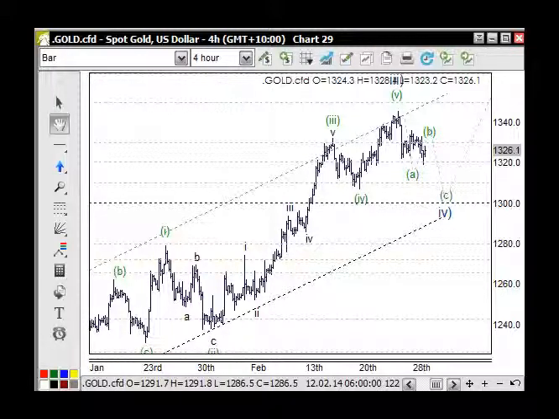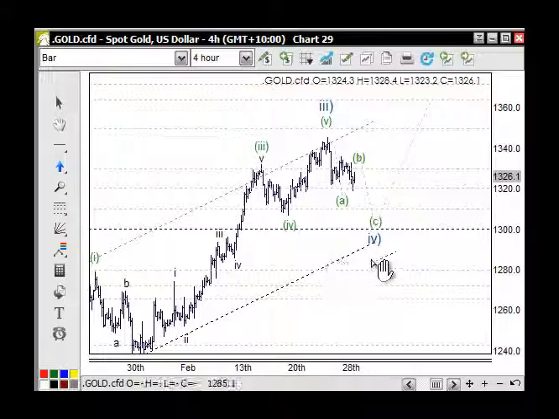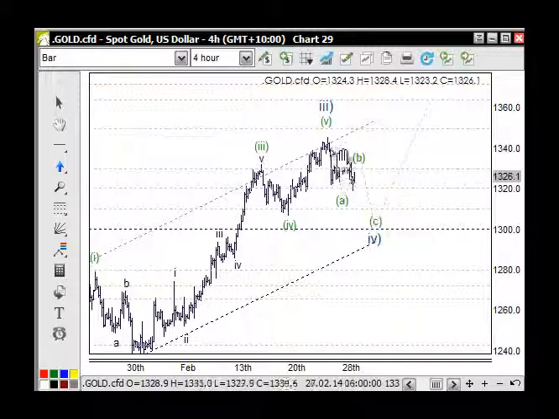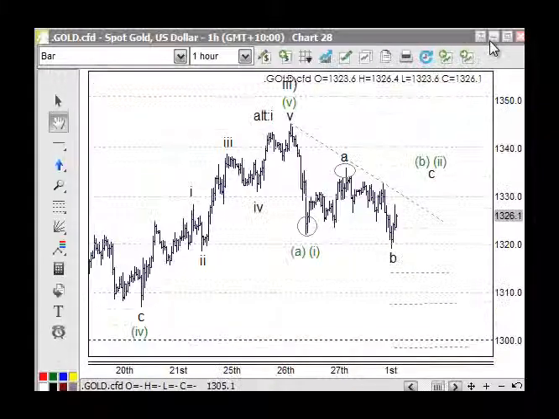Welcome to Commodities, and here we're looking at gold and looking at a correction through here in terms of wave 4, in terms of an A and a B and a C through here. Not quite sure if this is finished. Let's drill in and see where we're at here.